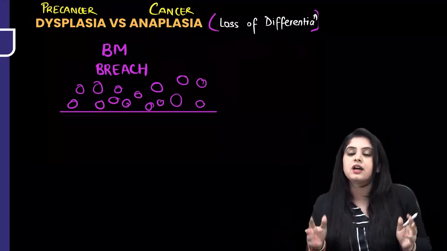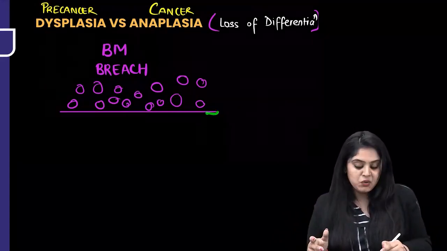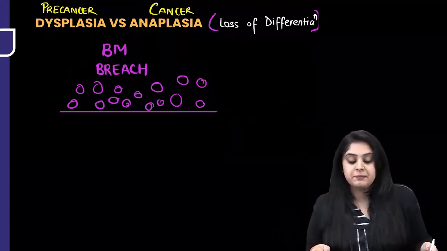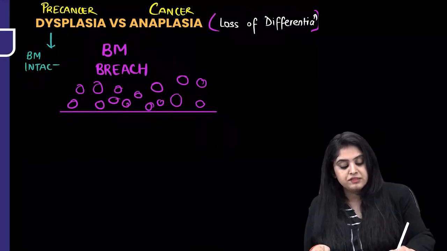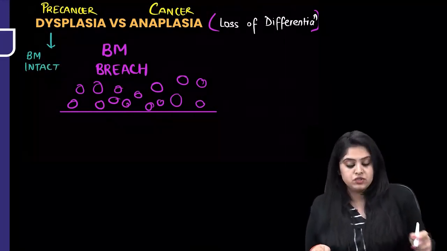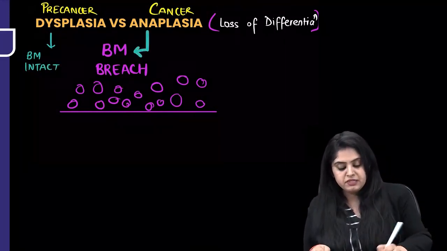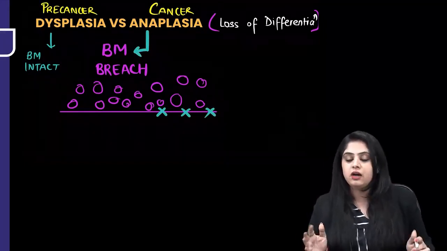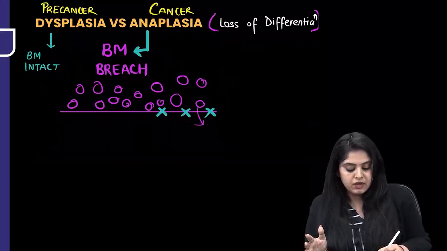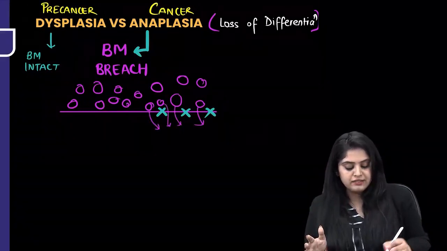I just go with a calm and composed mind. I go and look at the basement membrane. If the basement membrane is intact, this means I am still in that pre-cancer stage. But if the basement membrane is broken, this means now the cells are going to spread. Now the cells will go everywhere. Now cancer is going to happen.